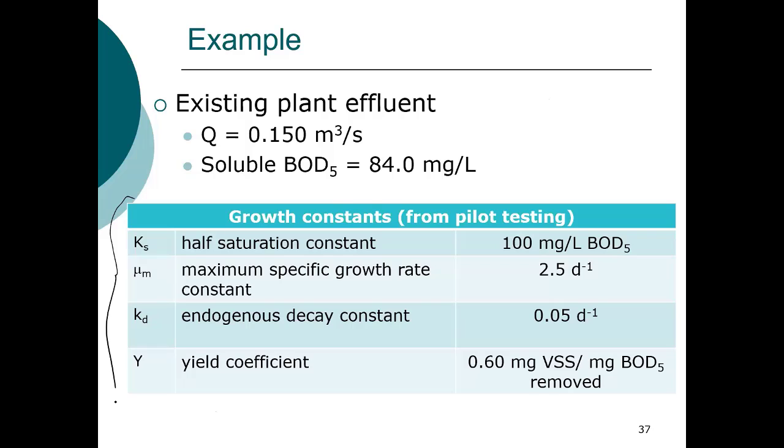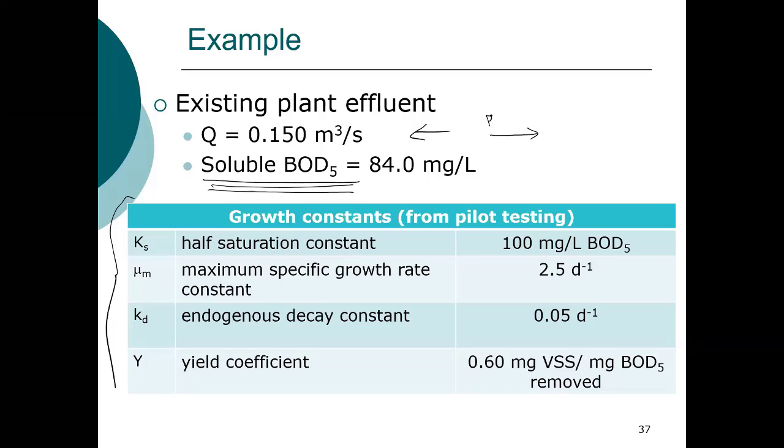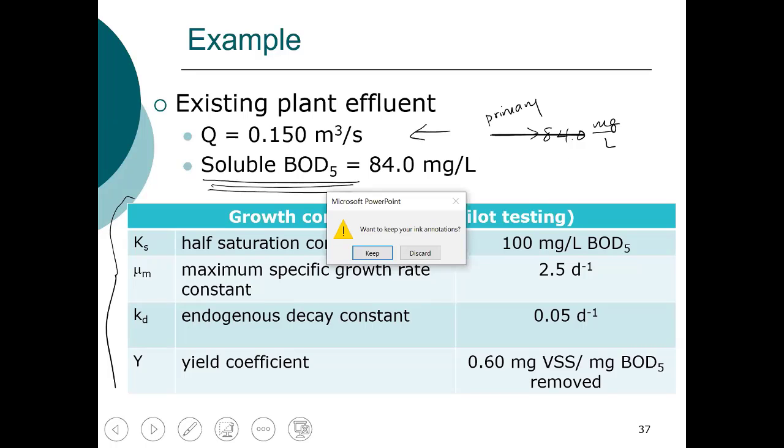So we have a situation here where we're given a flow rate. And we have a soluble BOD. And remember, when we're looking at biological treatment, we're focused on removal of soluble BOD. And you're told that the effluent from primary treatment has 84 milligrams per liter of BOD5. I am going to add a couple slides. I meant to do this before class and I spaced out.